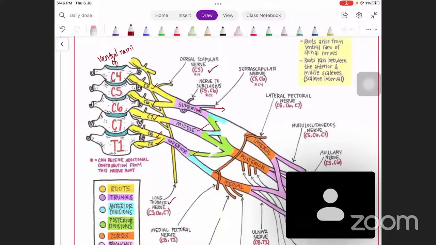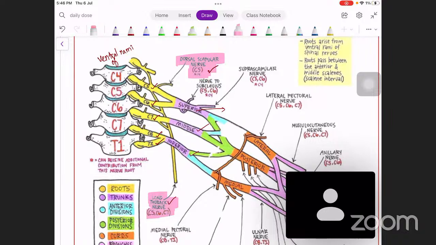One is your dorsal scapular nerve, which arises from your C5, and another one is your long thoracic nerve, which arises from your C5, C6, and C7. Then you have the upper trunk, middle trunk, and lower trunk.